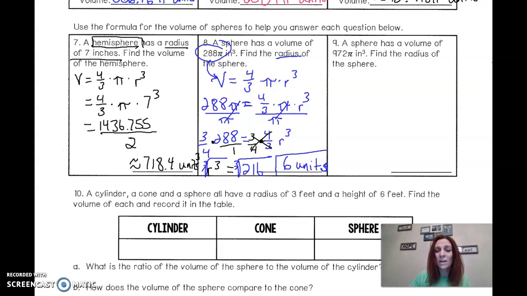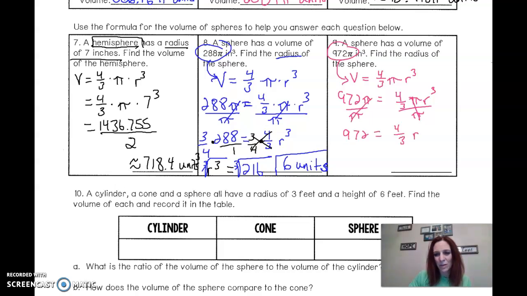Okay. A sphere has a volume of 972. It's going to haunt me, this problem, right? Find the radius of the sphere. So again, start out with our formula. Plug in this for this. And again, I am going to continue getting rid of that pi. Don't have to worry about it anymore.